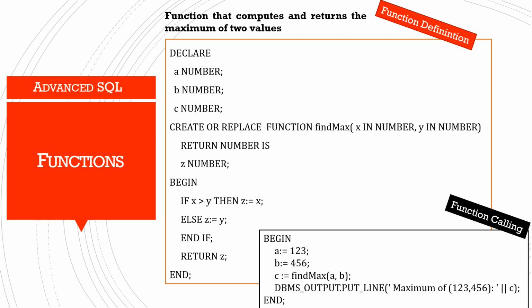Now let us look at an example. We are going to write a function which computes and returns the maximum among two values. Okay, fine. So as we said, there are two main parts for every PL/SQL program, the variable declaration part and the executable part. The variable declaration part, that is the declarative section, starts with the keyword DECLARE. So we declare the three variables we are using in the program: A, B, and C. We define the variable A with the data type NUMBER. Similarly, B and C are defined.